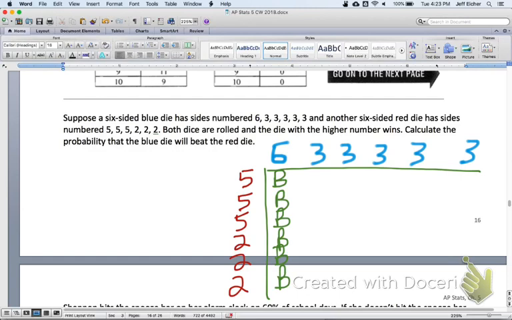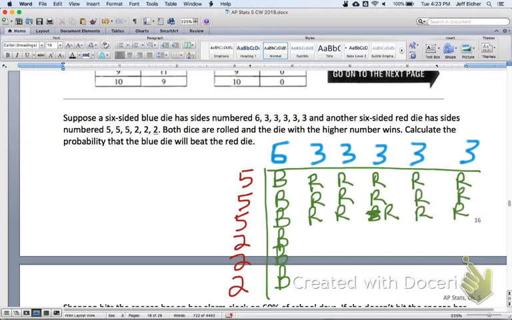Blue would win on a bunch of these down here. Blue would lose on these. So that would be R. Red wins, red wins, red wins, red wins. Red, red, red, red, red, red. Uh-oh, I was hoping that wouldn't happen. Red, red, red, red, red.